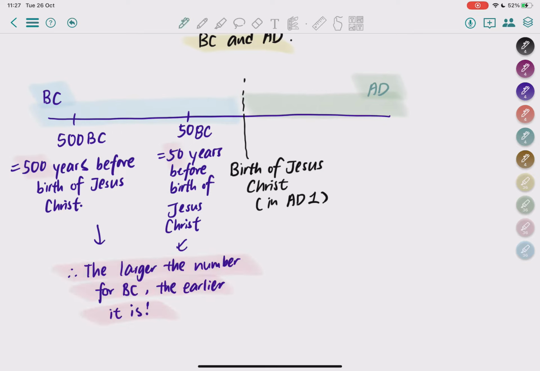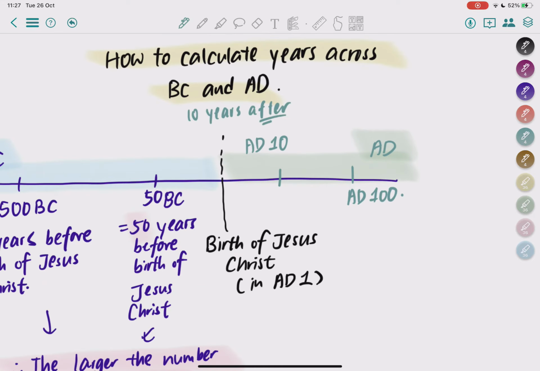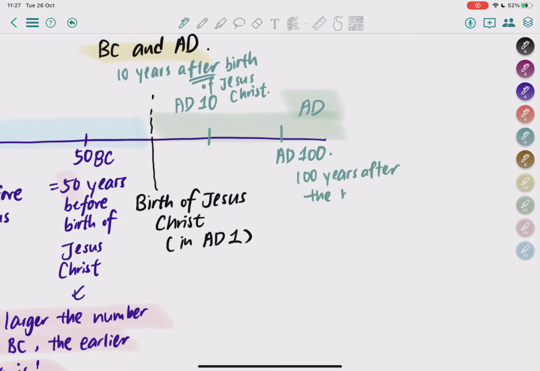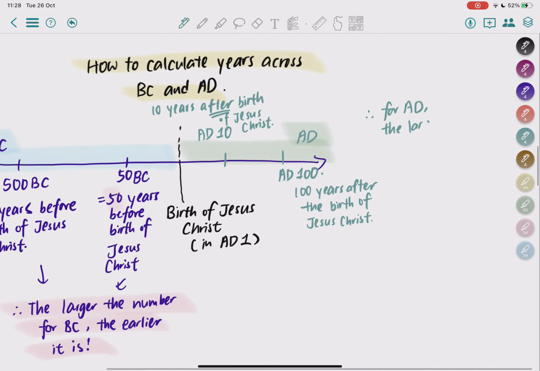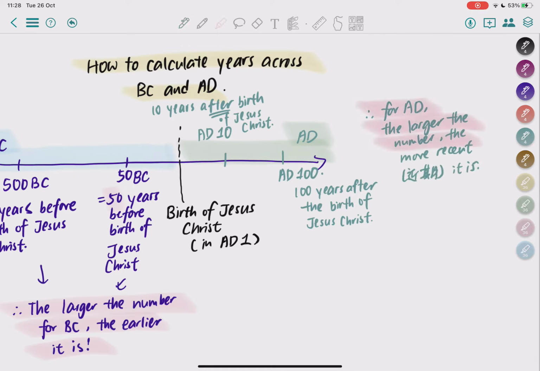As for AD, for example, AD 10 and AD 100 will mean 10 years after the birth of Jesus Christ and 100 years after the birth of Jesus Christ, respectively. So in this case, the bigger the number, the more recent the year is.